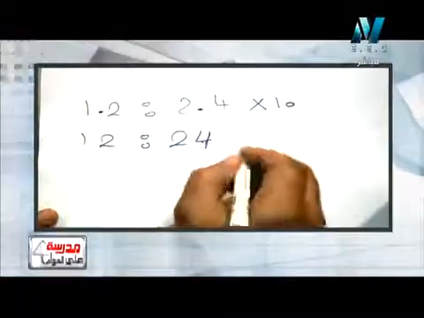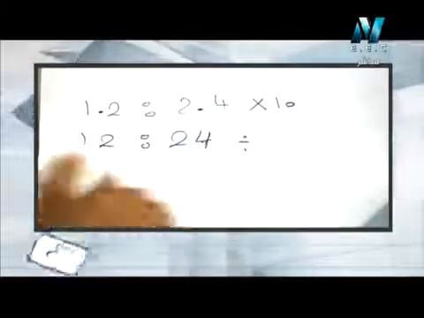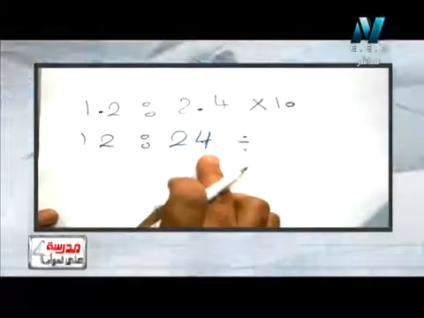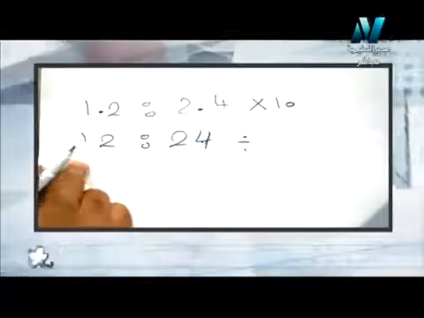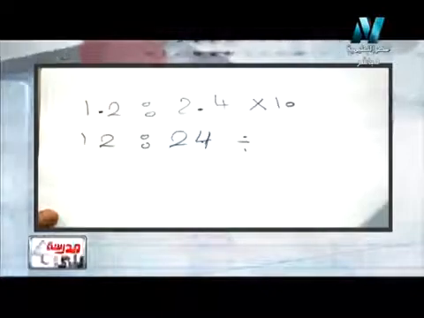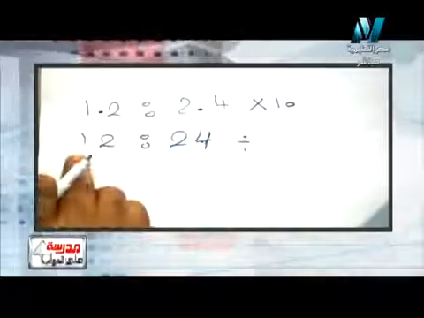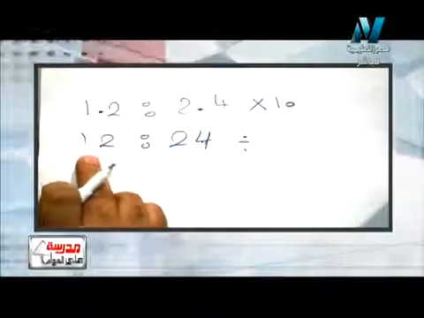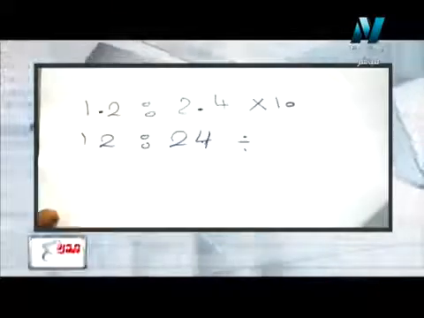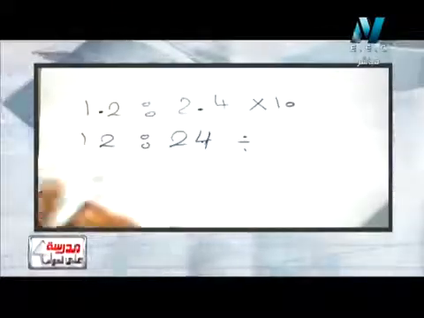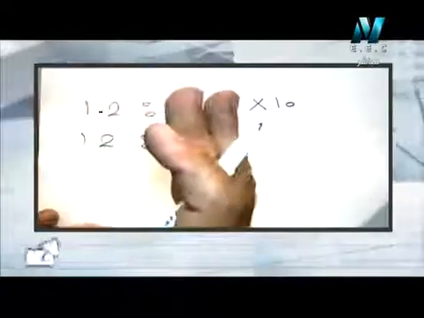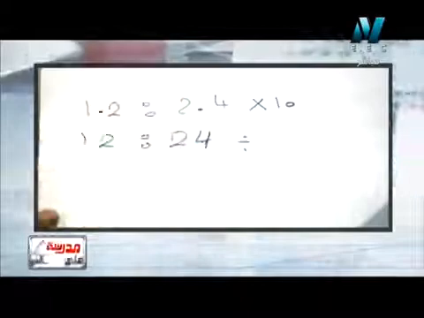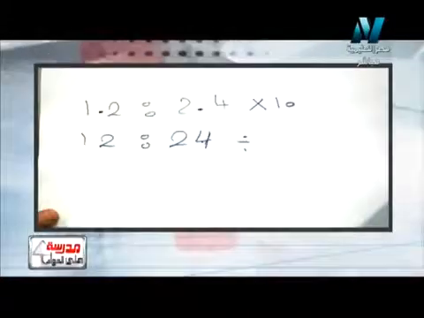By the same way, we have to ask ourselves a very important question: what is the common factor between them? We can divide them by 2, by 4, by 6, or by 12. It's up to you. You can divide the two numbers, 12 and 24, by any number you want. It doesn't matter how many steps, but you have to put them in the simplest form.